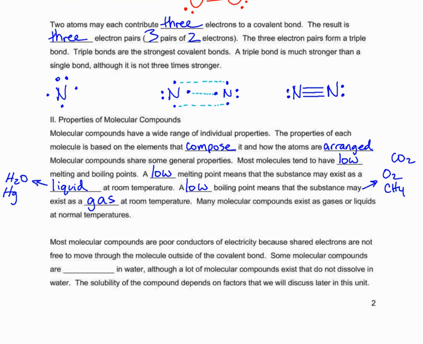Some molecular compounds are soluble in water, which means we can dissolve it in water and it stays dissolved. But there are a lot of molecular compounds that won't dissolve in water. You might mix it up in water, put it in a bottle and shake it up, and it will look like it dissolved, but then after a little while, they'll probably separate and you'll see two different layers. The solubility of compounds depends on some factors that we're going to discuss later in this unit.